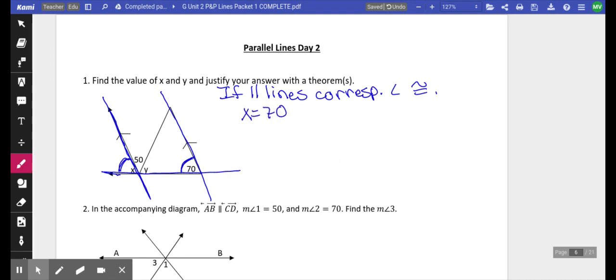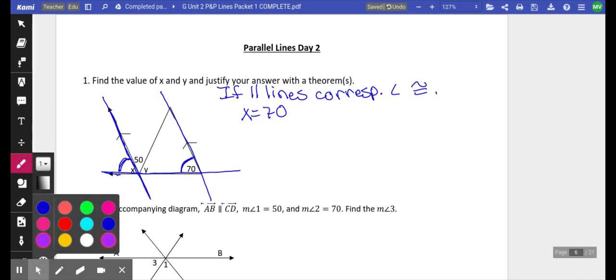So if x equals 70, then that means if I put x and 50 together to form this one big angle here, that one big angle is 120, and then that is a linear pair. So then I have a linear pair, and I needed to make the large angle because pair means 2. So that means y equals 180 minus 120, or 60.